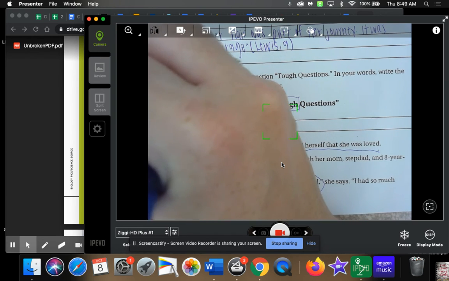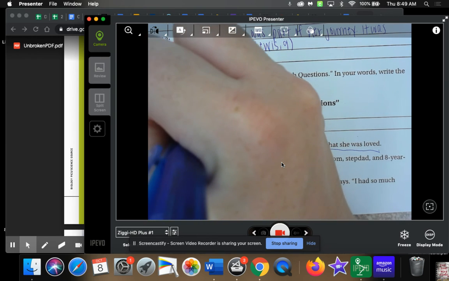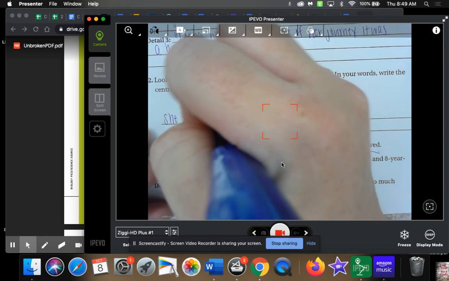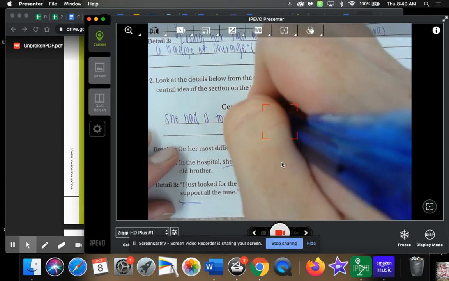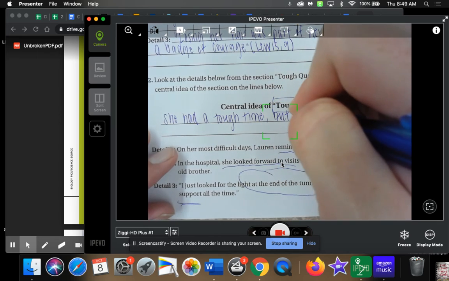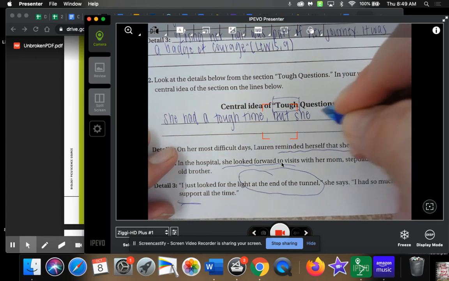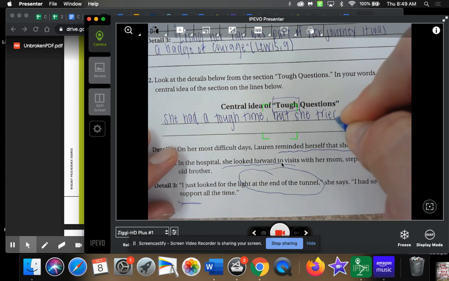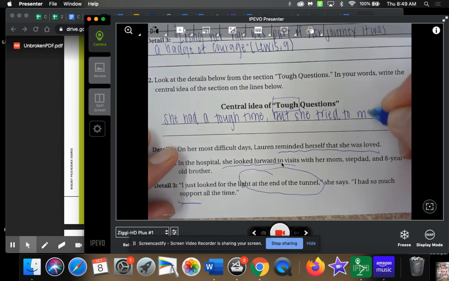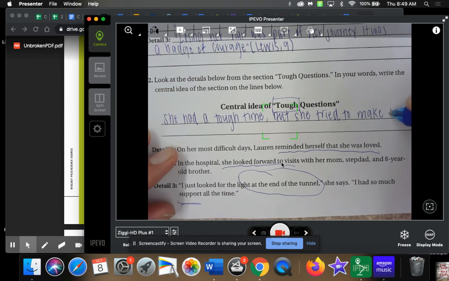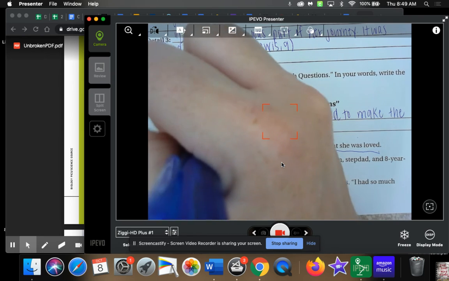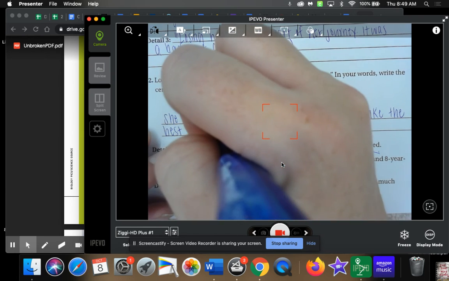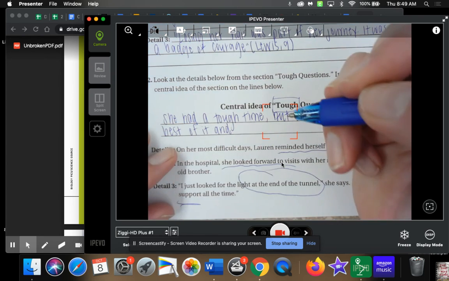She had a tough time, but she tried to make the best of it. And I will even add, make the best of it and look at the good stuff.